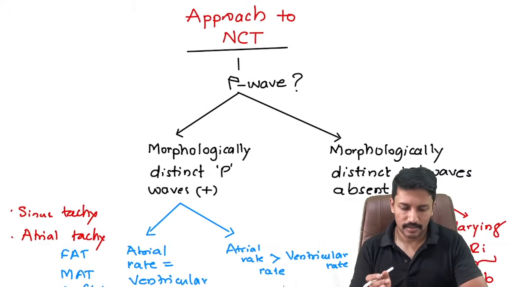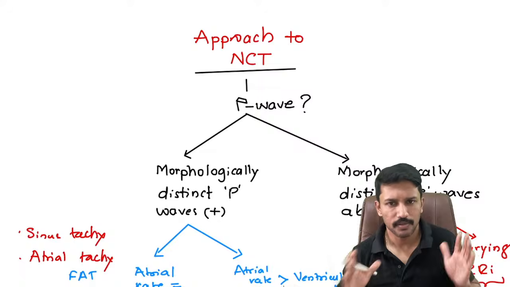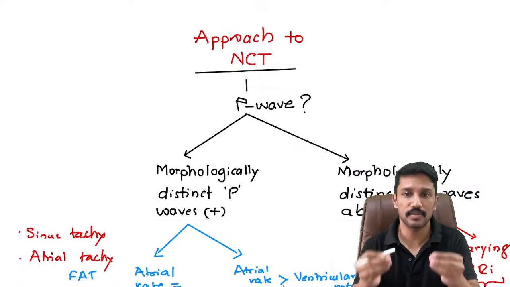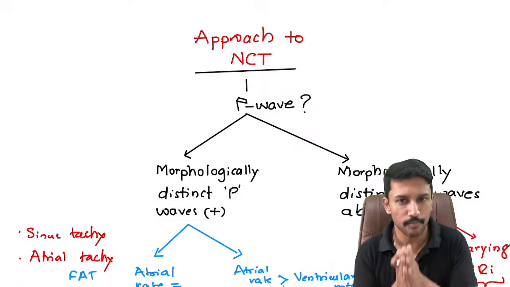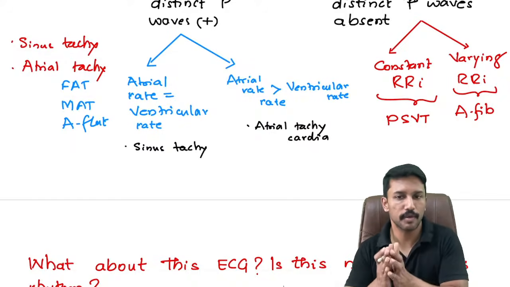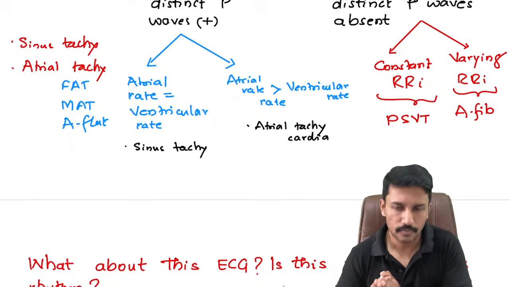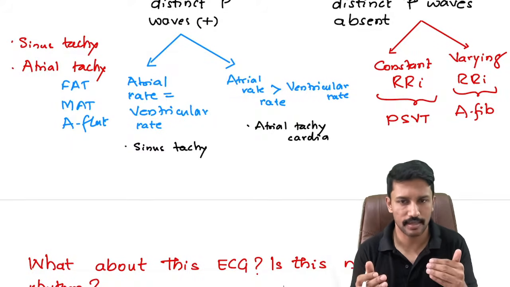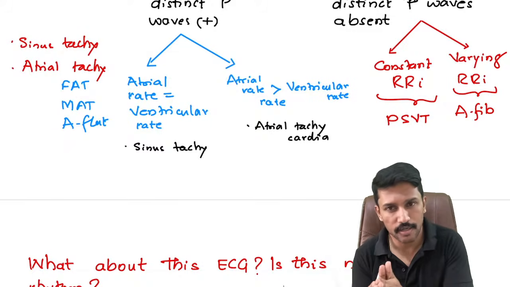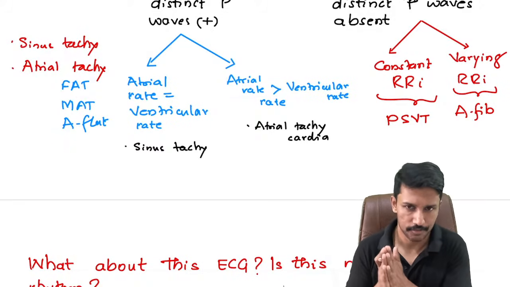Okay, so let me summarize again. Whenever I get an arrhythmia, narrow or wide is my first step. Once I've decided that it is narrow, P wave is the next thing that I should be looking for. If P waves are absent, then I have PSVT and atrial fibrillation as my differential diagnosis. If P waves are absent and RR interval is constant, I will call it PSVT. If RR interval is varying, we will call it atrial fibrillation.